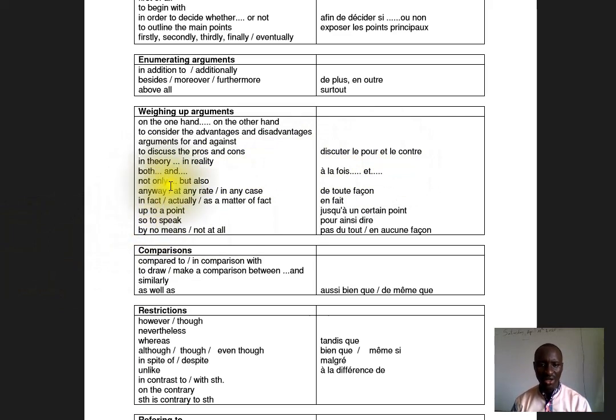Not only, but also. Anyway, at any rate, in any case, de toute façon. It means in French, de toute façon. In fact, actually, as a matter of fact. En fait, it means in French, en fait. Up to a point means jusqu'à un certain point.